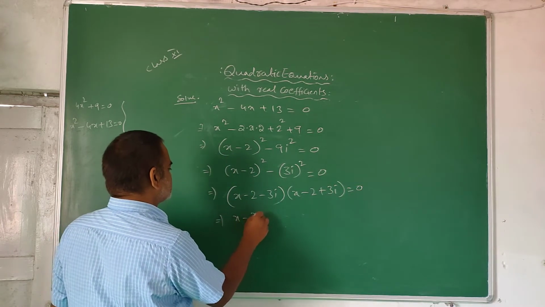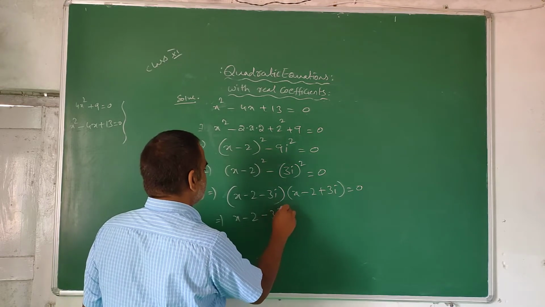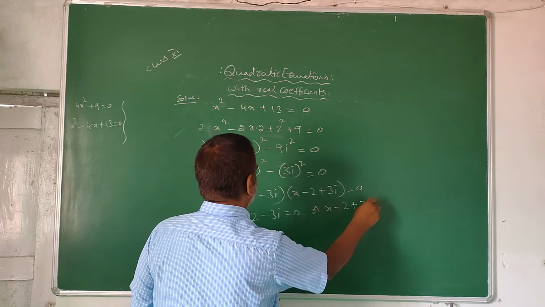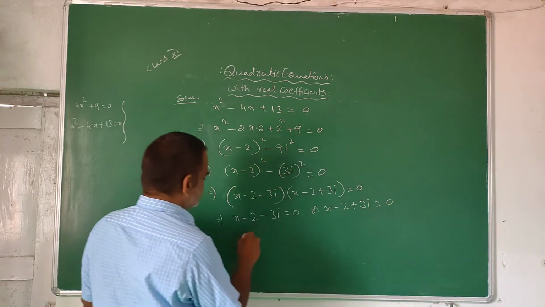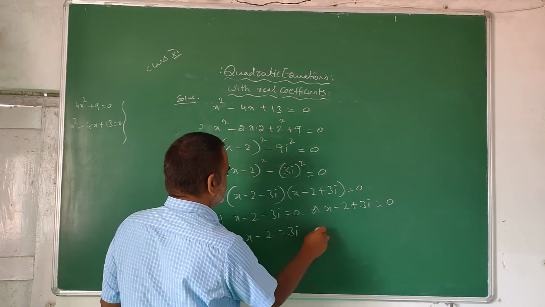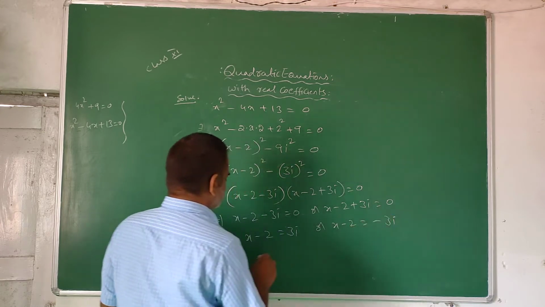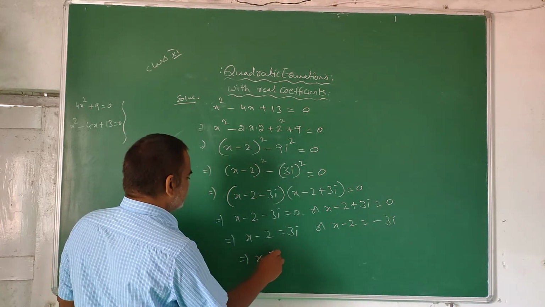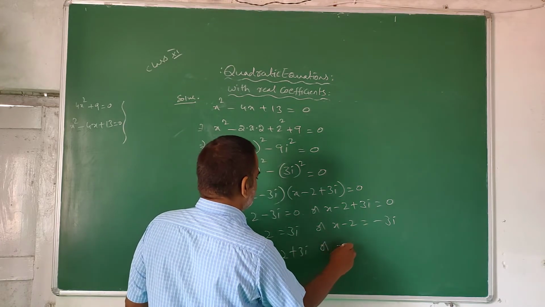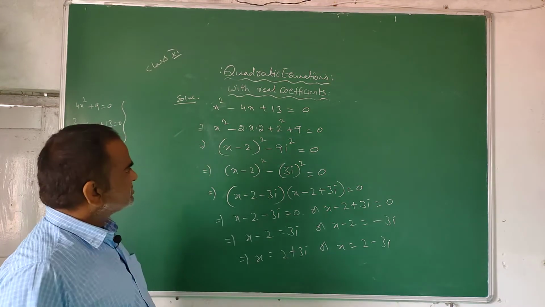This implies x minus 2 minus 3i is equal to 0, or x minus 2 plus 3i is equal to 0. So x minus 2 is equal to 3i, or x minus 2 is equal to minus 3i. This implies x is equal to 2 plus 3i or x is equal to 2 minus 3i. Understood?